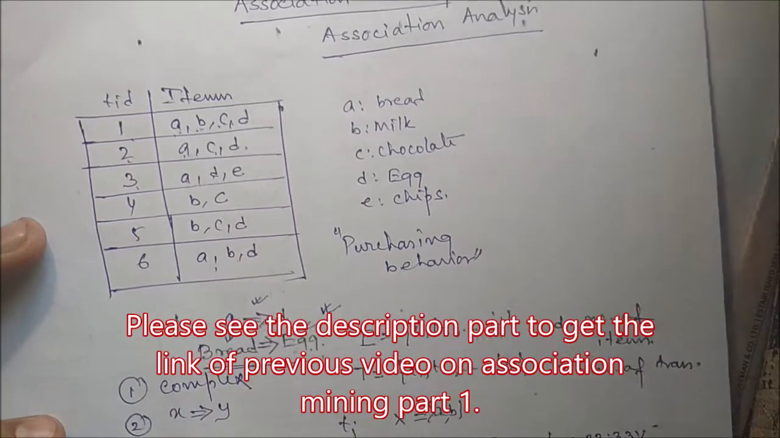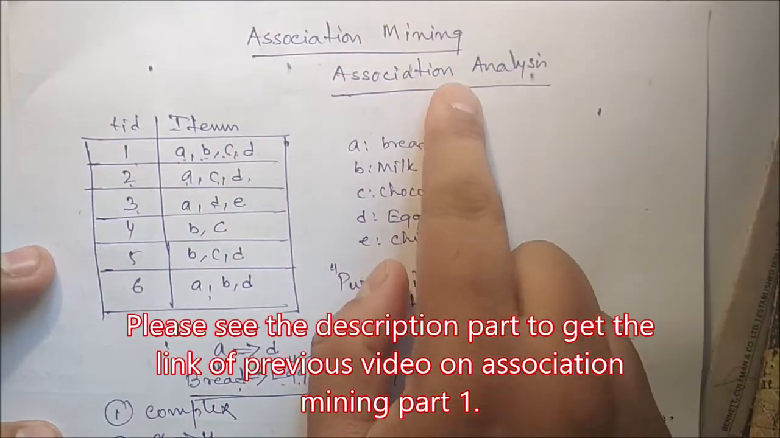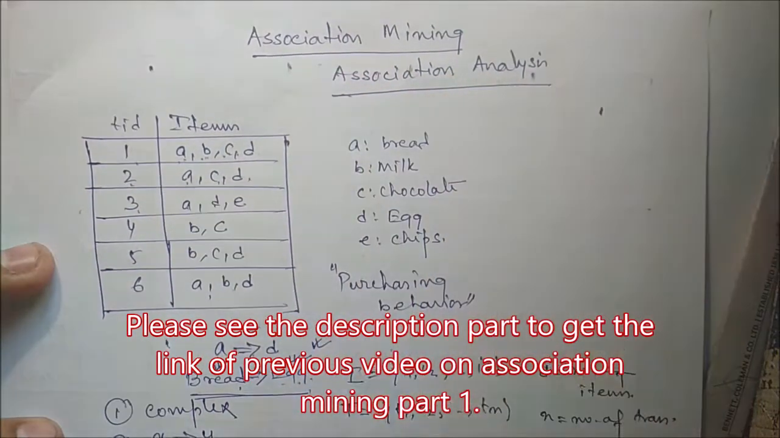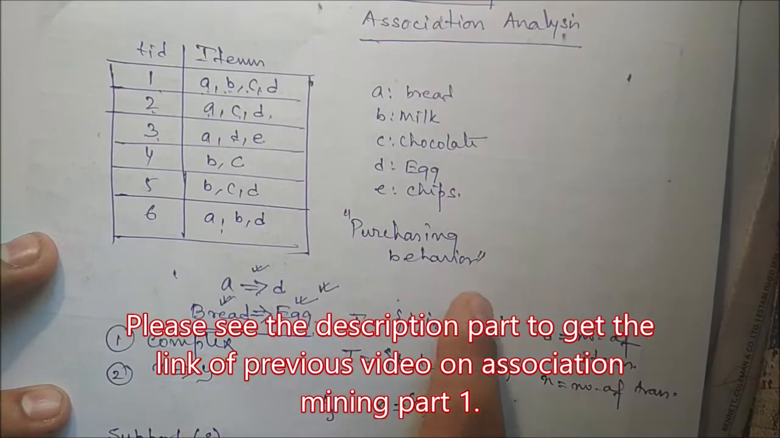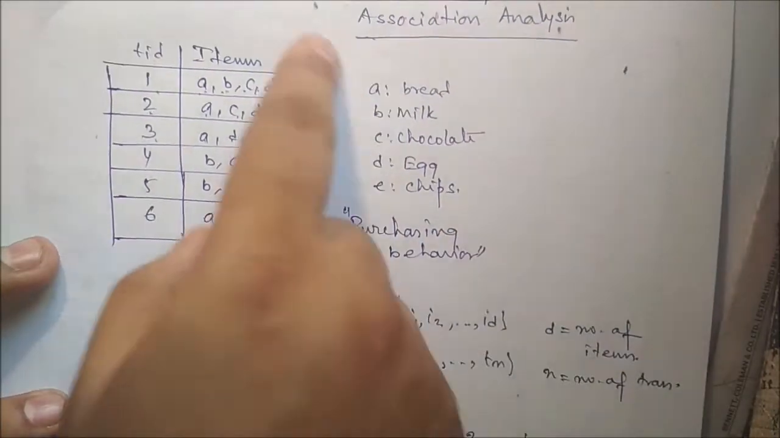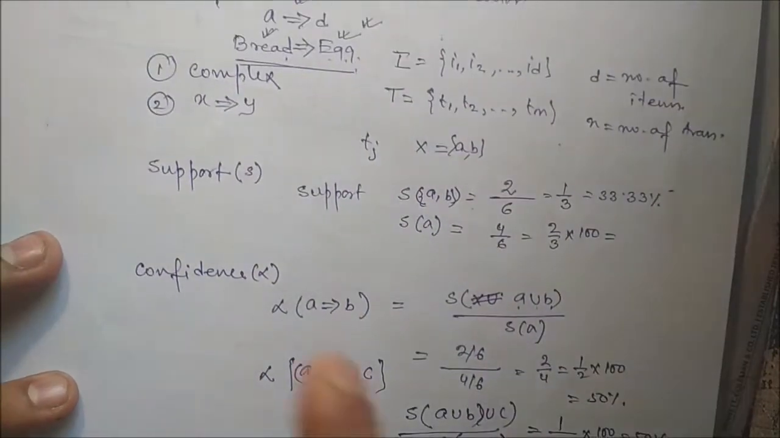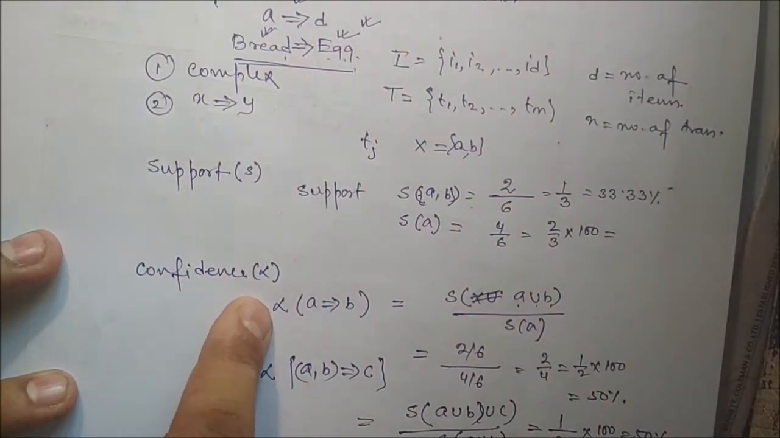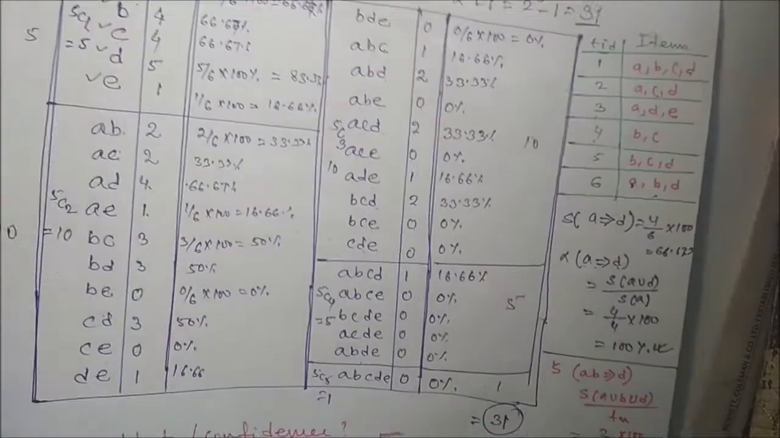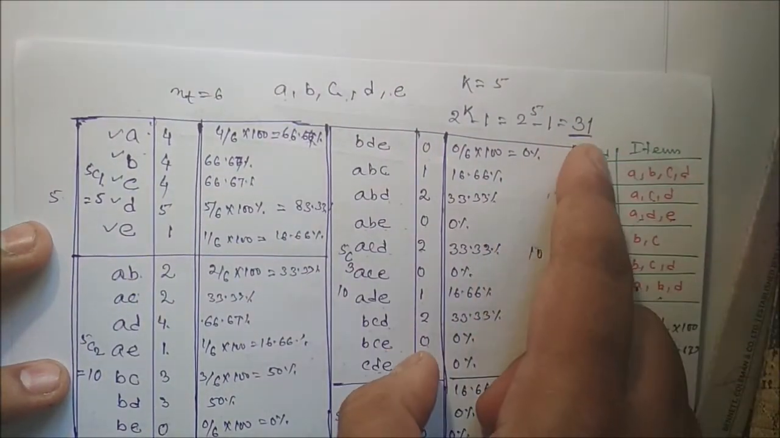In the last video, we talked about basic association mining, or association analysis. There you have seen the purchase behavior. First of all, we have to analyze the purchase behavior using the transaction database, and we have seen what is support and what is confidence. And after that, if 5 items are there, then the total combinations must be there.